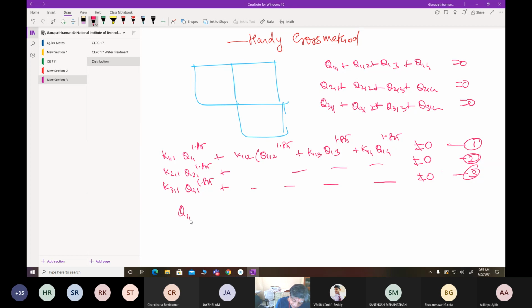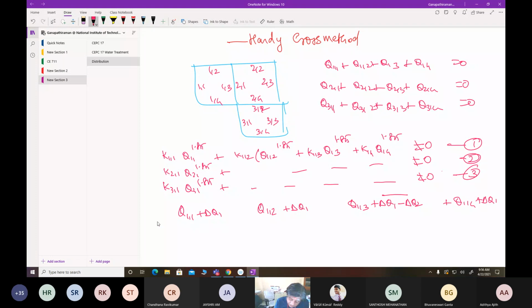Now I increment the assumed flow. So my new flows are Q11 plus delta Q1, Q12 plus delta Q1, Q13 plus delta Q1 minus delta Q2, plus Q14 plus delta Q1, multiplied by K11, to power 1.85, equal to 0. This is equation number 1.